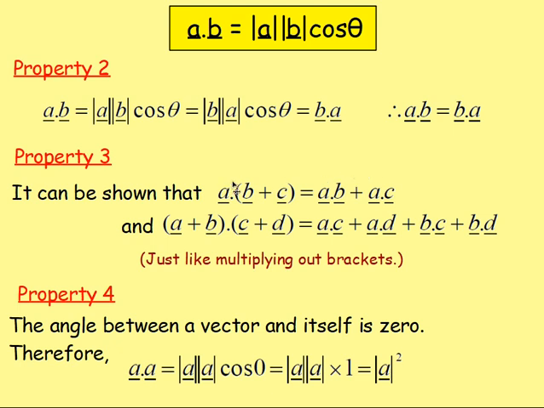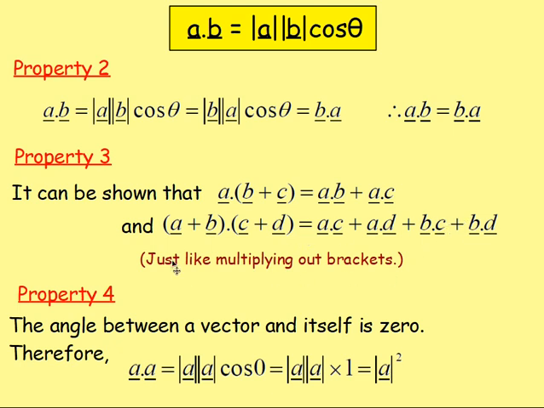Also, it can be shown, there are proofs for this, but if you multiply out the brackets here just the way you did with basic algebra, then that is going to be the same as a dot b plus a dot c. Also, you can multiply out the brackets here. So if you have a times c plus a times d, well, you can write that as a dot c plus a dot d plus b dot c plus b dot d.